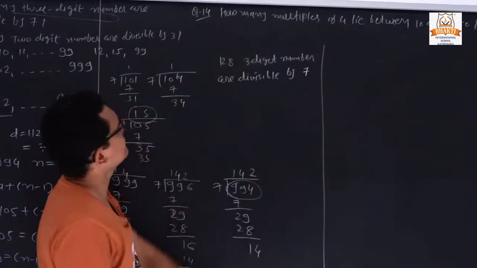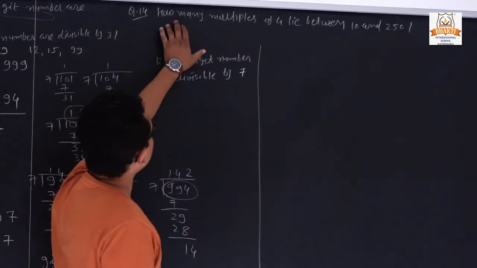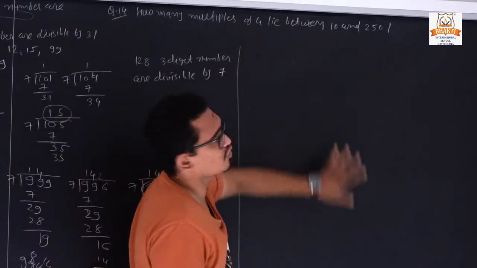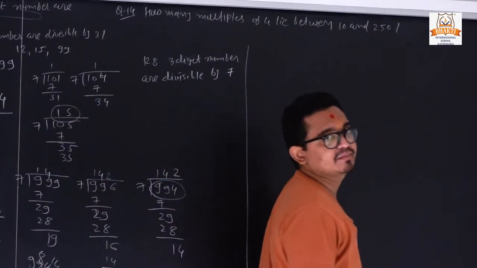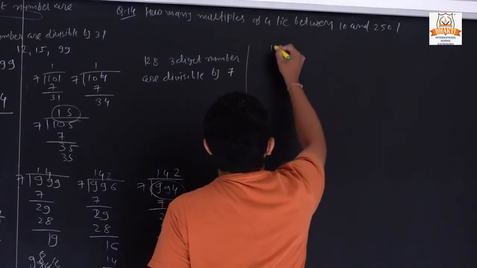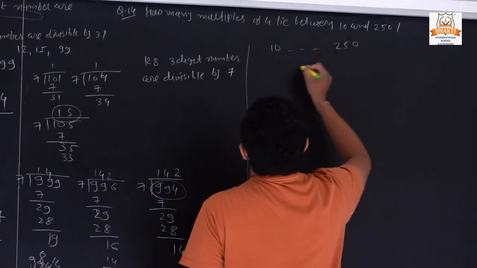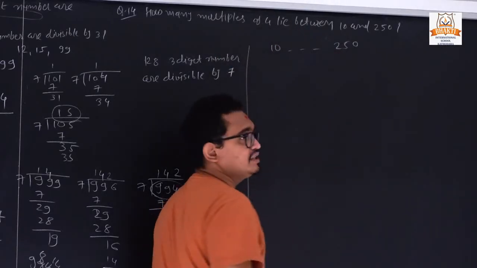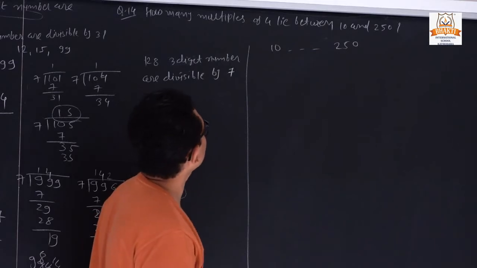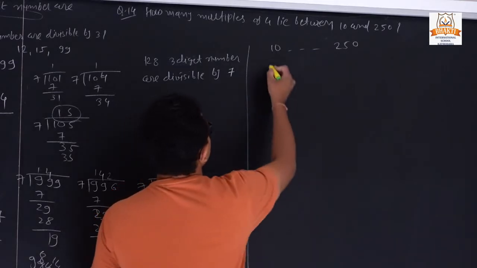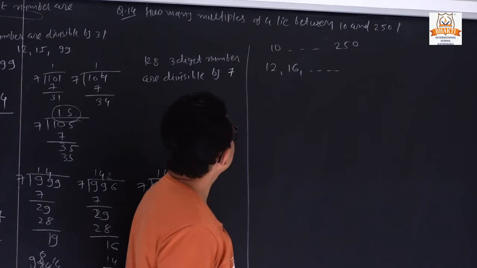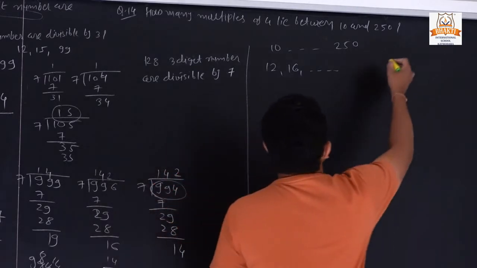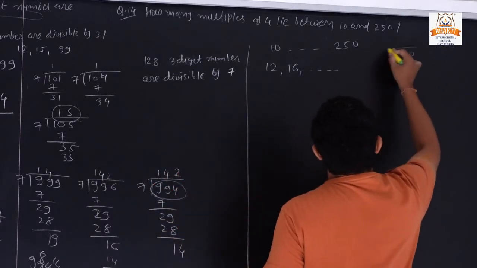Question number 14. How many multiples of 4 lie between 10 and 250? So, multiples of 4, meaning the 4 table. 4 ones are 4, 4 twos are 8, 4 threes are 12. So 12, 16, like that. And is 250 divisible by 4? So we can check it.